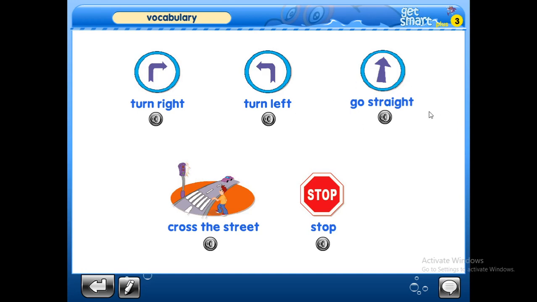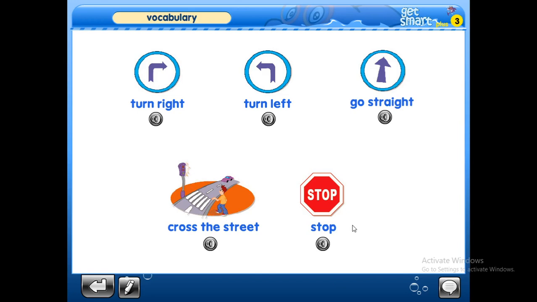Okay, go straight. It's straightforward. Go straight. Move in this way. And cross the street. Crossing the street. From this end, from this area, you want to cross to the other area here. So cross the street.